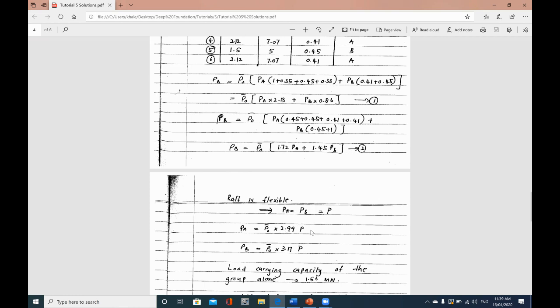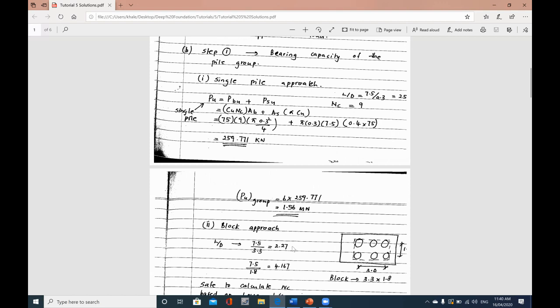Don't mistake these two symbols with each other. This is the settlement, the rho value, and this is the P value, which is the load on the pile, which is identical. And this is the rho B value as well, from the second equation here. We have the settlement of the pile B, which is equivalent to rho naught B, the settlement of the cap unit, multiplied by 3.17 of the load on the pile. So we have three variables here: rho A, rho B, and P.